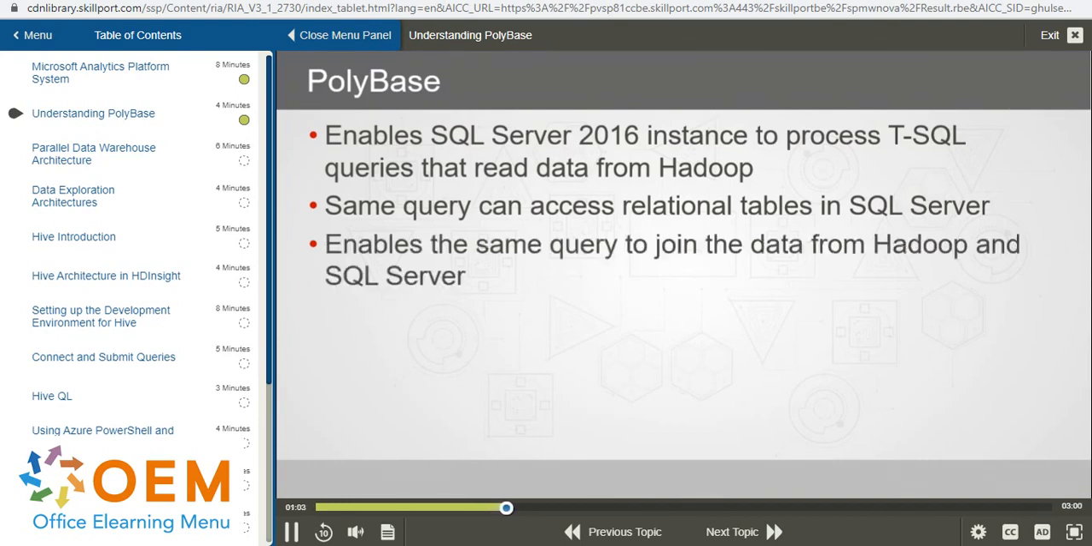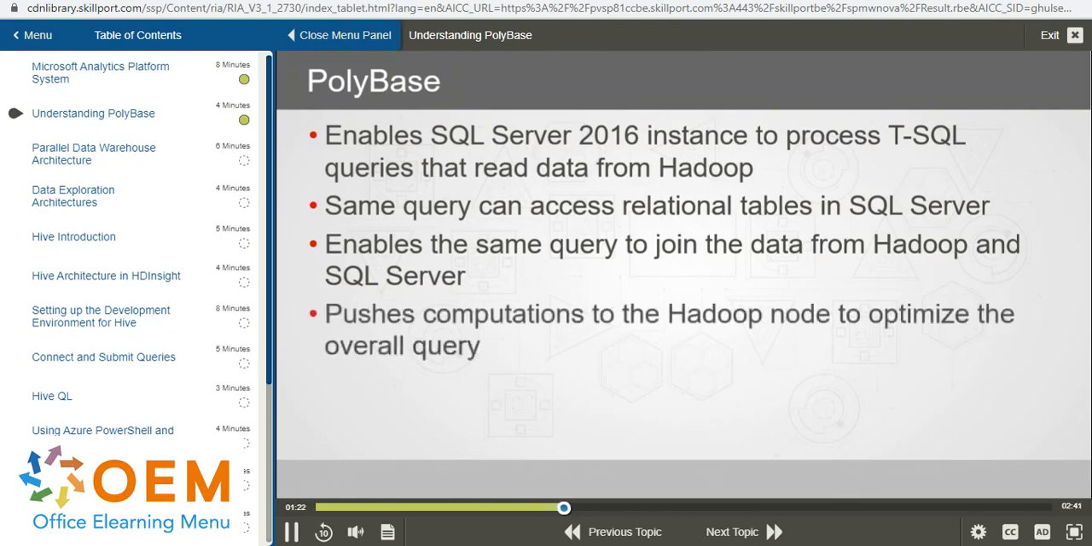Polybase also enables the same query to join the data from Hadoop and SQL Server. It means that you can have one dimension of data present in Hadoop, another dimension of data present in SQL Server. Polybase enables query to join data from these two diversified sources. Apart from that, Polybase also helps in pushing computations to Hadoop nodes in order to optimize the overall query execution.